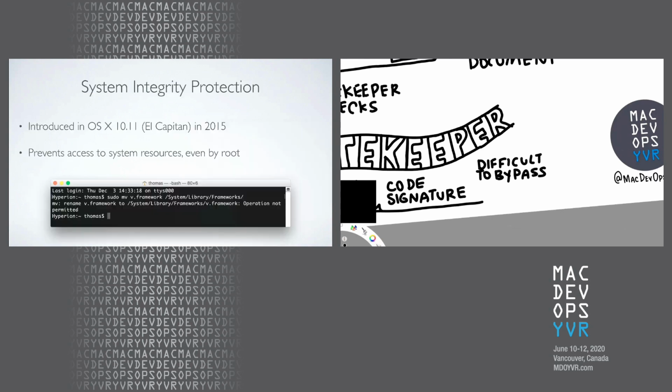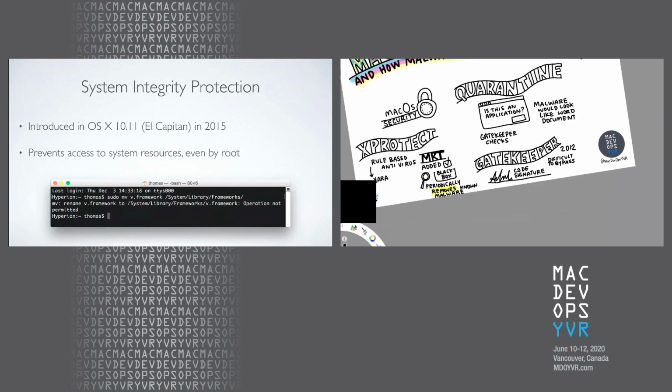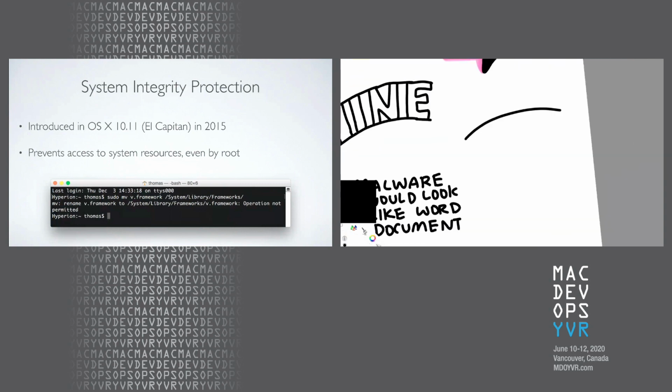In 2015, in El Capitan, Apple introduced System Integrity Protection, or as most people just call it, SIP. What this does is it prevents access to a number of system resources, even by the root user. So just about anything in the root level system folder, for example, is completely off limits. Even if you have root access, you cannot make any changes there. At this point, it's gotten even tighter on Catalina because that stuff all resides on a read-only volume.